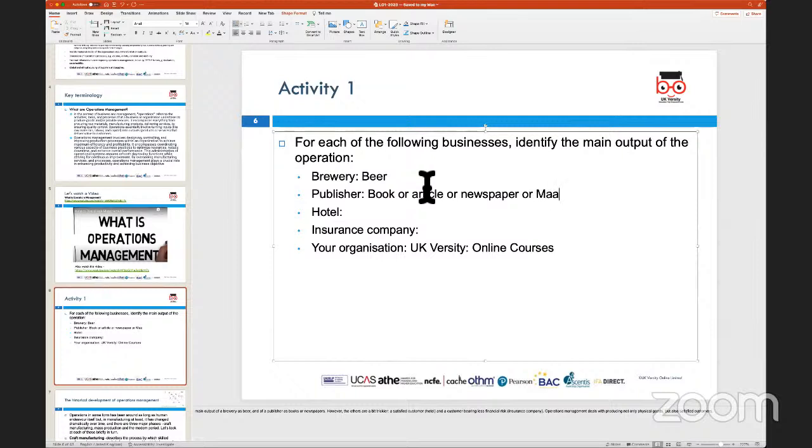I say journal. Yeah, that's correct. Journal, yes. So a publisher could be producing books, magazines, articles, newspapers, journals. That is good. What would be the output of a hotel?